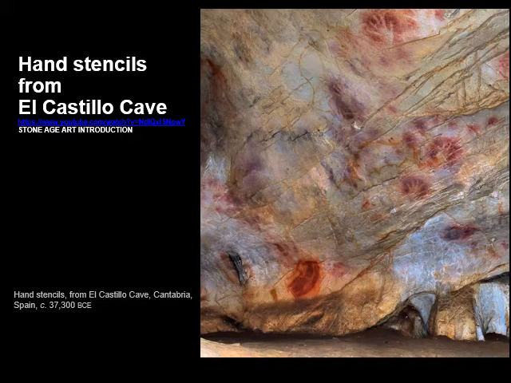Here's some early cave paintings. This is from the El Castillo cave in Spain, 37,000 years before the year zero. You see that mankind was basically stenciling around his hand, sort of saying, "I am here." They would have used a hollow tube or reed, and they would have blown pigment onto the cave walls over their hands to make that stencil.